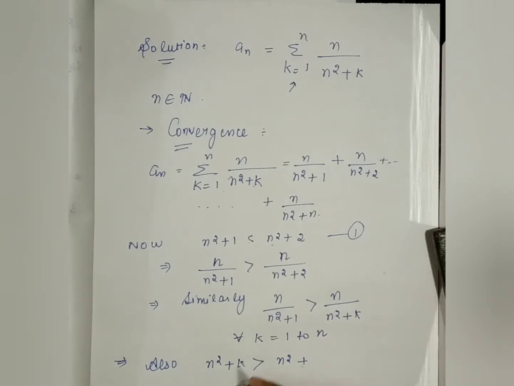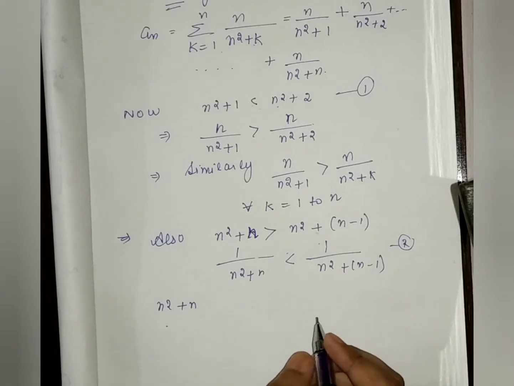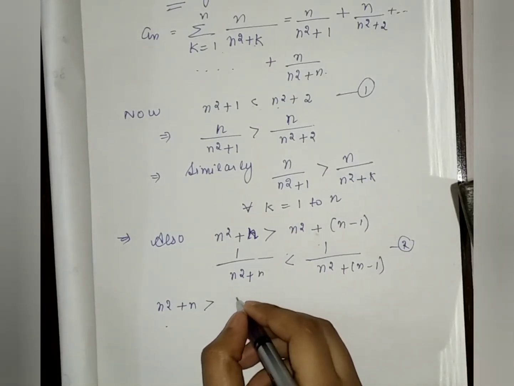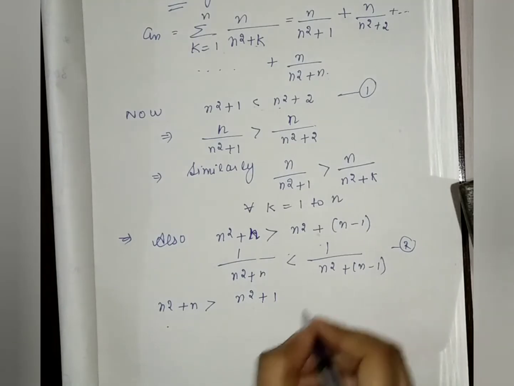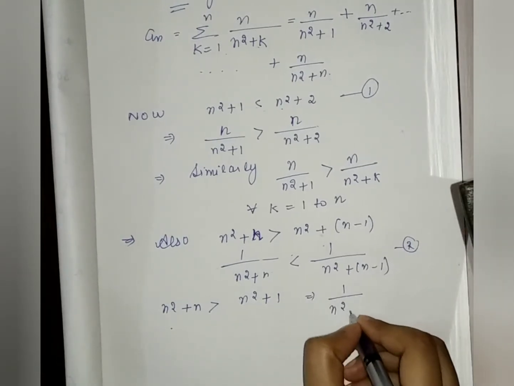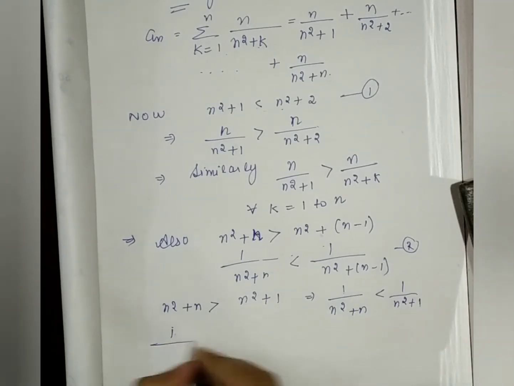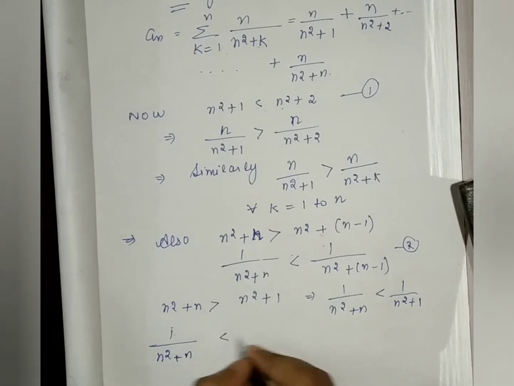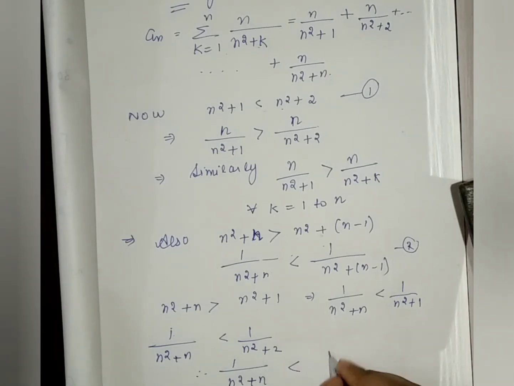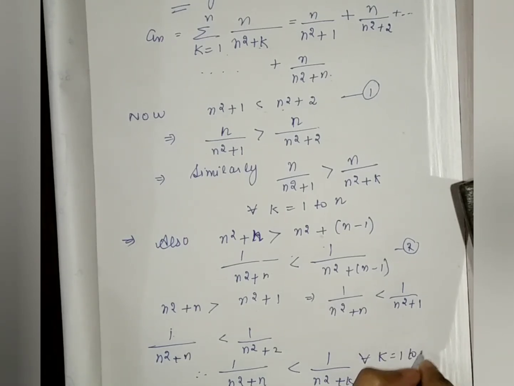Also we know that n square plus n is greater than n square plus n minus 1, and n square plus n is greater than n square plus 1. It implies that 1 upon n square plus n is less than 1 upon n square plus 1. Similarly, 1 upon n square plus n is less than 1 upon n square plus 2. Therefore 1 upon n square plus n is less than 1 upon n square plus k for every k from 1 to n.